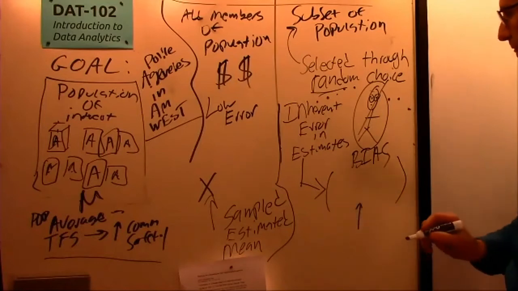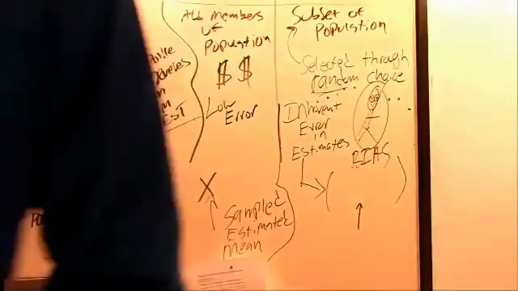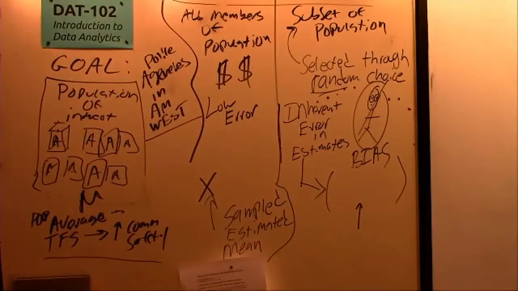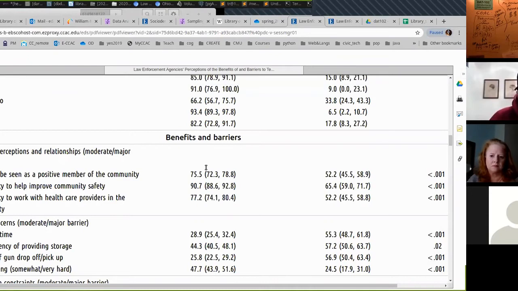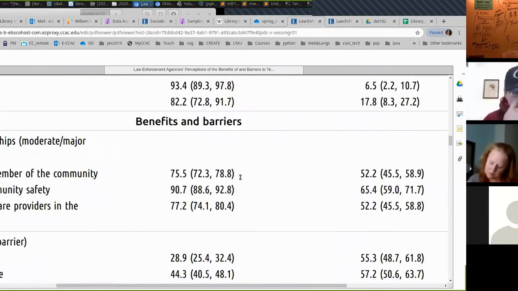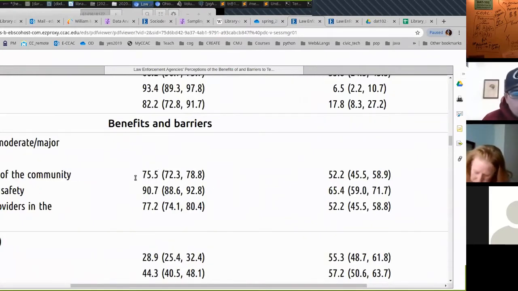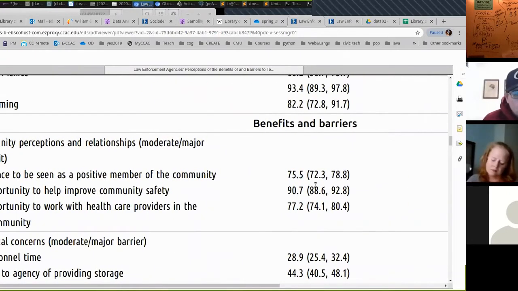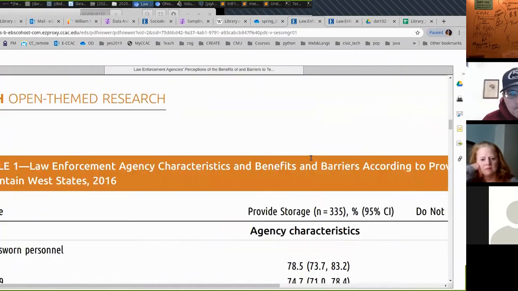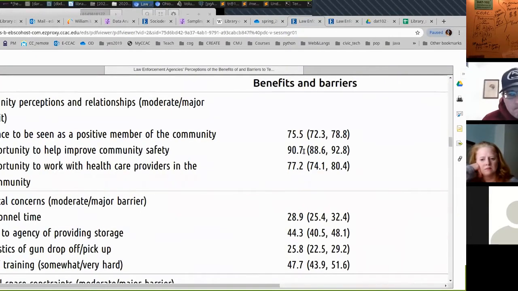So instead of saying, as we see in the article, that we actually believe that there is a single true population value, the sampling process directs us to create what we might say would be a wiggle room factor around this population estimate. So we would say here that according to the sample, 75.5% of all agencies who currently have storage programs believe that this is a chance to be seen as a positive member of a community.